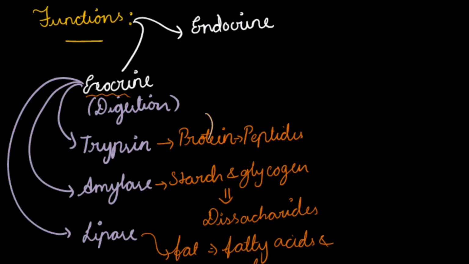Now regarding the function, as I had already mentioned, exocrine and endocrine. Exocrine focuses on digestion, and the enzymes are trypsin, amylase, and lipase. Trypsin focuses on protein, which it breaks into peptides, and amylase breaks starch and glycogen into disaccharides, and lipase breaks fat into fatty acids and glycerol.